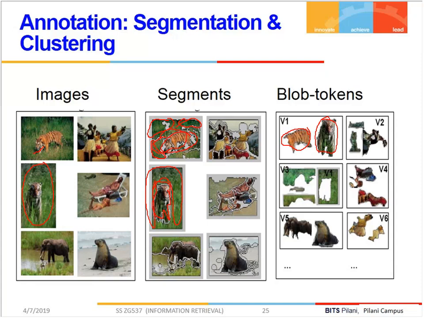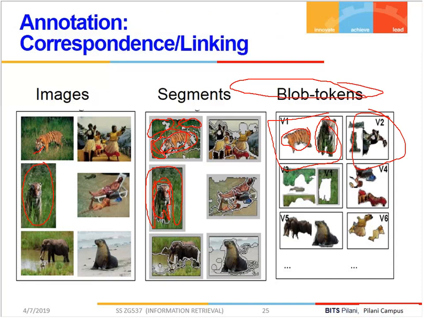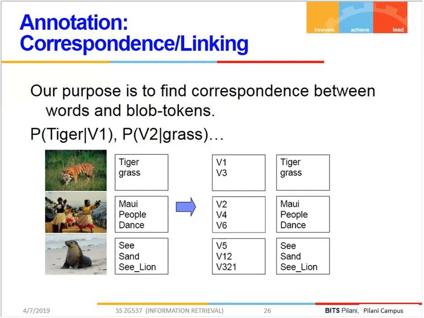Now once you have created these visual terms V1, V2, you have to annotate them. Visual terms, blob tokens or patches are one and the same thing. Once you have created these visual terms after clustering, you have to annotate them. Our purpose is to find the correspondence between the blob tokens or visual terms and the keywords. That is called annotation. Suppose you have this image and you have extracted V1 and V3 as the visual terms.